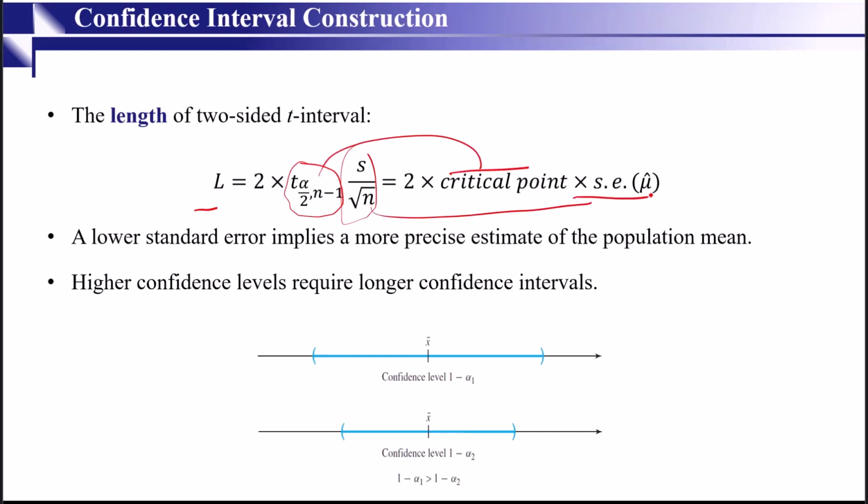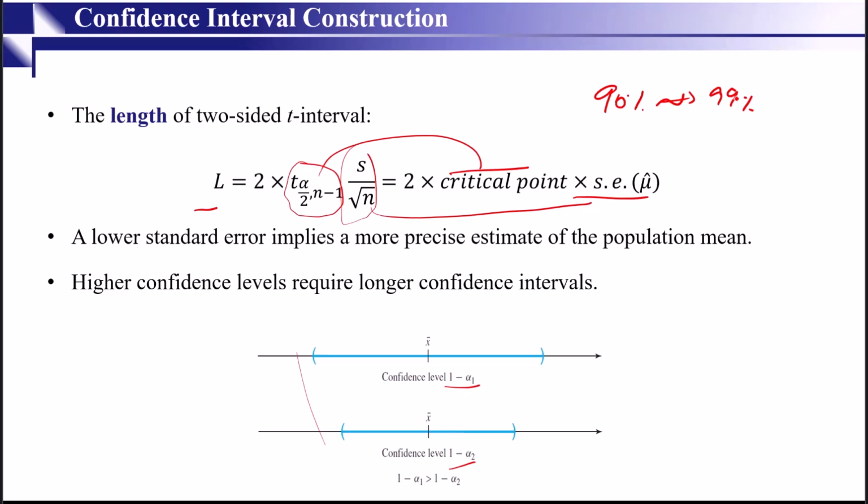A lower standard error implies a narrower and more precise confidence interval. So here in this image, you can see the difference between the lengths for two confidence levels, 1 minus alpha 1 and 1 minus alpha 2. You can see here that a lower standard error means a narrower but more precise interval. Also, as the confidence level increases, for example, from 90% to 99%, the critical value increases and the interval becomes wider to ensure a higher level of certainty.